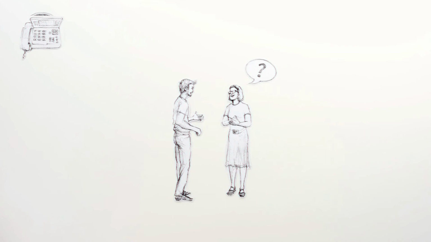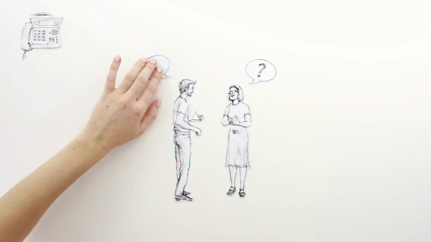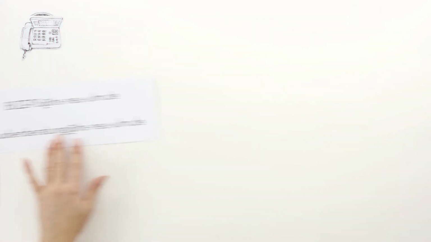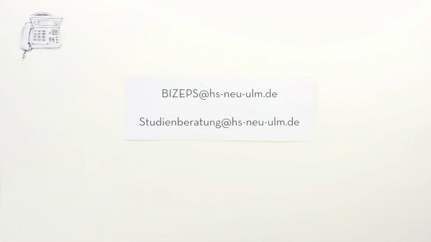Is someone obviously in distress? Ask if and how you can help. Anyone who needs help can seek it from their friends and family. But here at the HNU, you can also go to the Study Advisors Office or to BTSEPS, the Consultation and Information Centre for Parents, Personal and Social Issues, to get help.